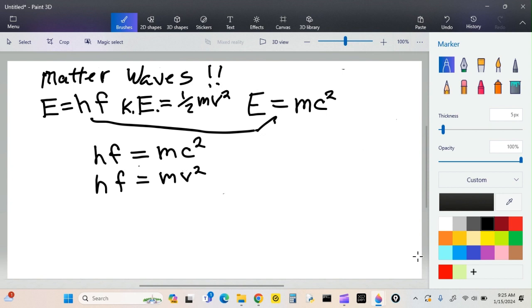Then what am I going to do here? That looks very strangely like the kinetic energy up here, doesn't it? 1/2 mv squared. But this has Planck's constant in it, and that's really where the quantum mechanics takes over. Now, what I'm going to do is represent frequency with another symbol.